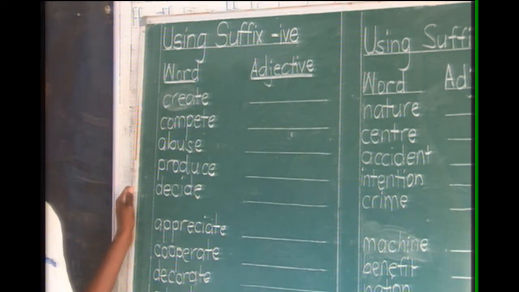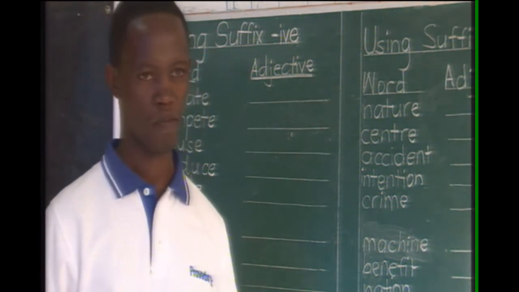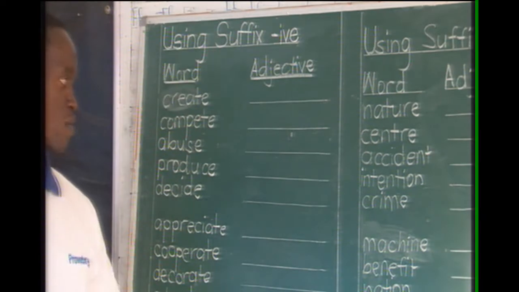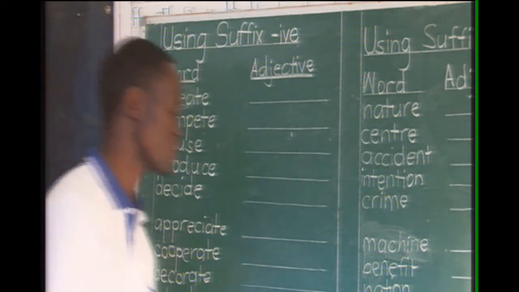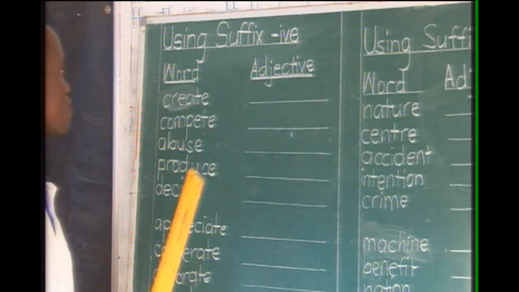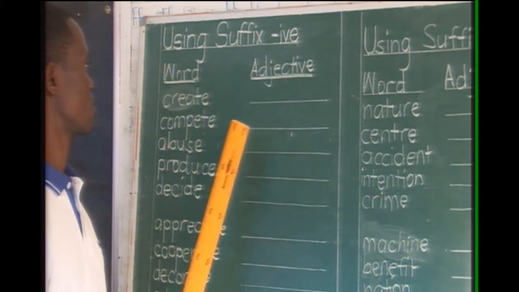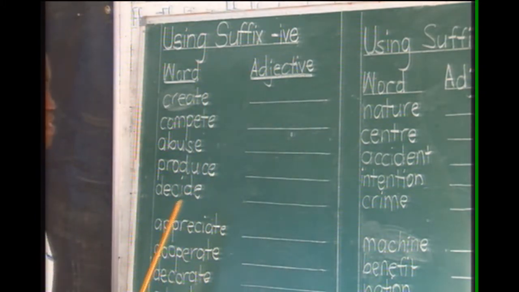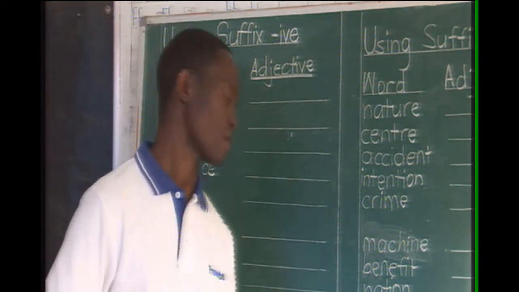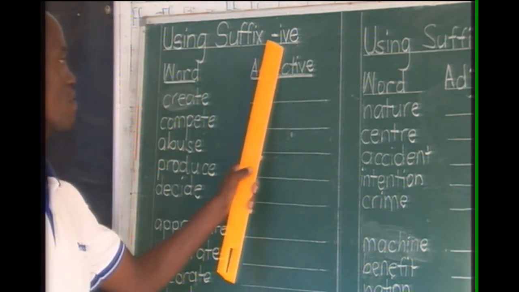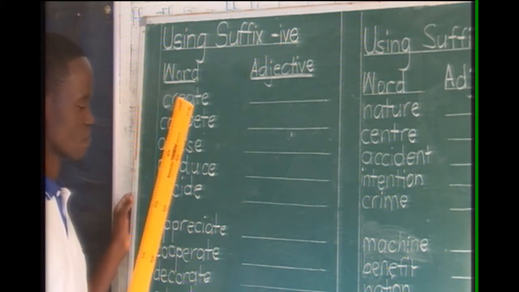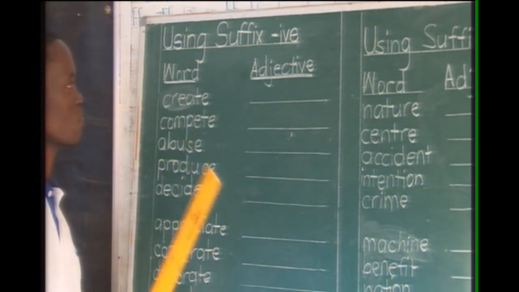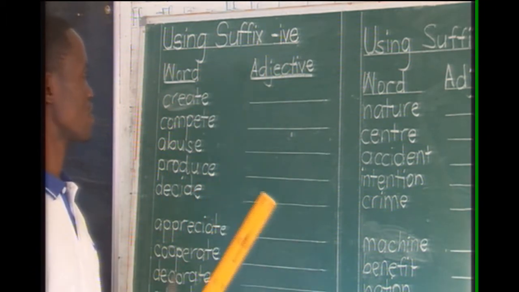Our work, for those who are following using workbooks, is between page 11 and page 14. You'll be following this lesson if you have a workbook from page 11 to page 14. We now have another suffix we're using to form adjectives, and this time the suffix is IVE. You look at the word, then think of how to form another word by using suffix IVE at the end.